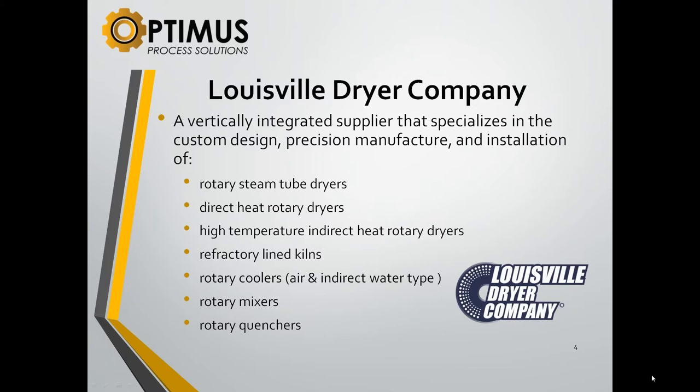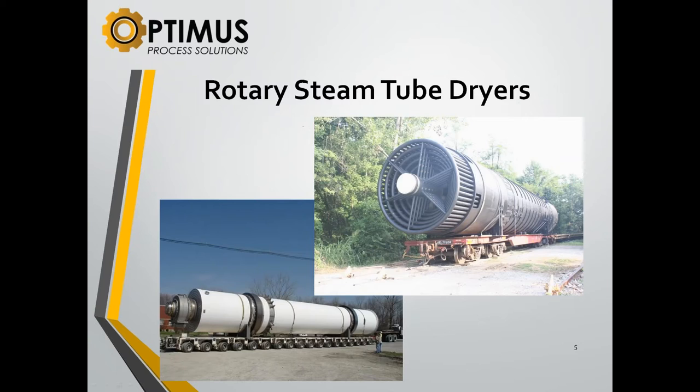Well, thank you very much, Tom. We're going to talk about dryers and all types of dryers. A little bit of an introduction about Louisville Dryer. We are about a 120-year-old company that started in the manufacture of steam tube dryers. We also have spread over the last several years, probably 60 years ago, into the manufacture of direct heat dryers, high temperature indirect heat dryers, refractory lined kilns, rotary coolers, both air and indirect type. That would be a water tube type, and rotary mixers and rotary quenchers, and basically any process equipment that rotates on riding rings and trunnions, which we'll discuss a little bit.